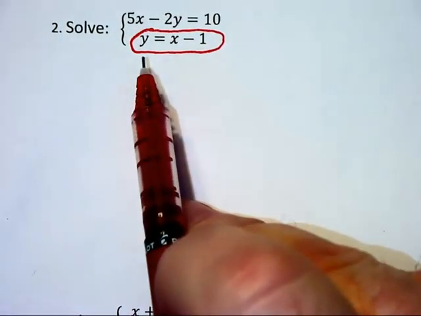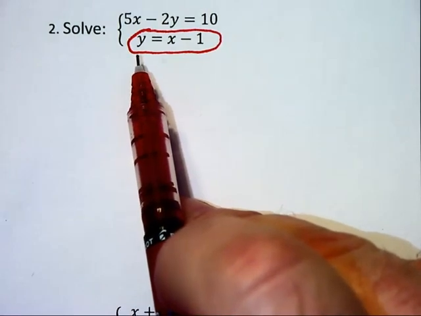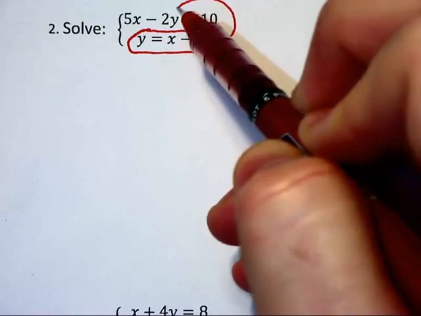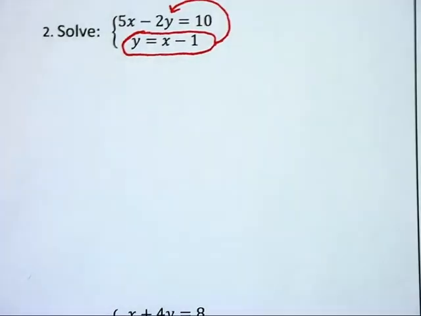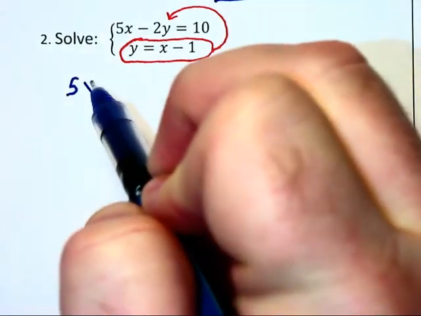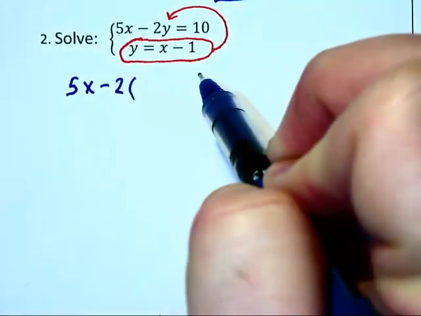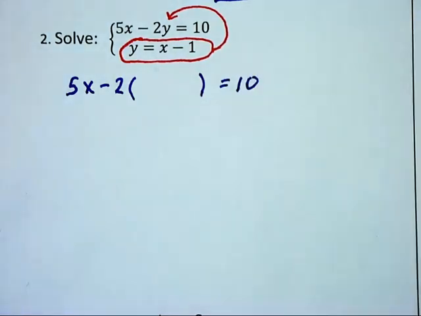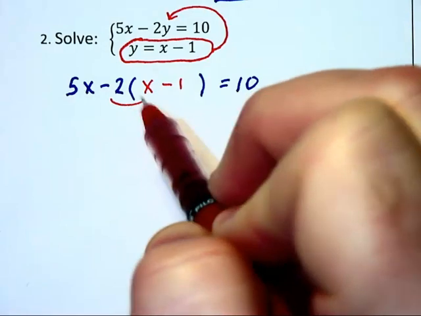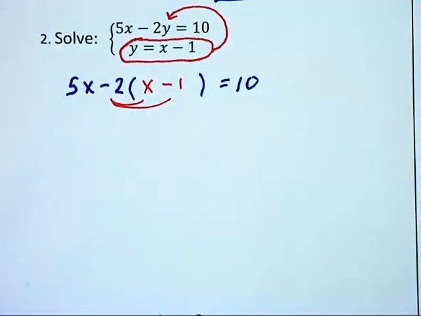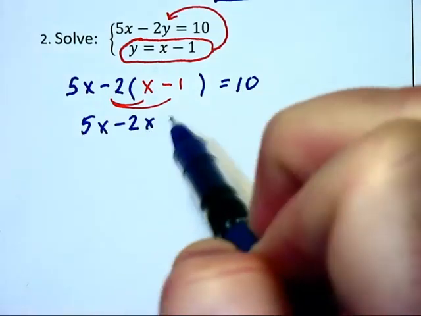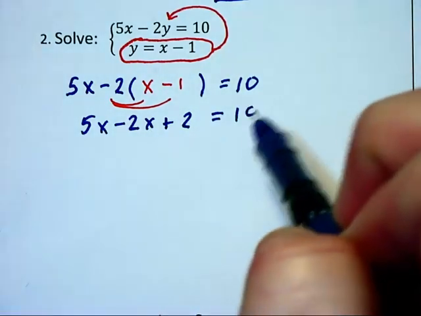In this next problem, we can see that y has been isolated in the second equation, so we'd like to take the value of y from that second equation and substitute it into the first equation up above. That first equation then becomes 5x minus 2 times the input is equal to 10, and that input is x minus 1. We'll then distribute and solve this equation. We will have 5x minus 2x plus 2 is equal to 10.